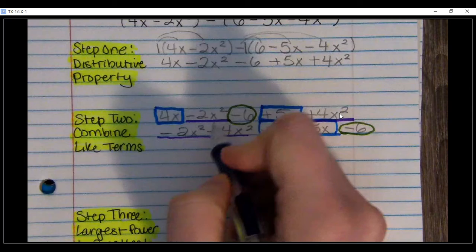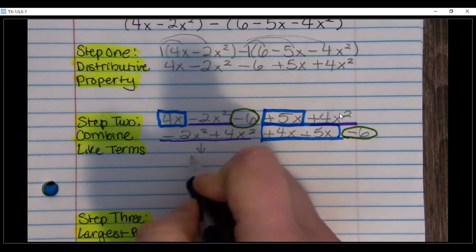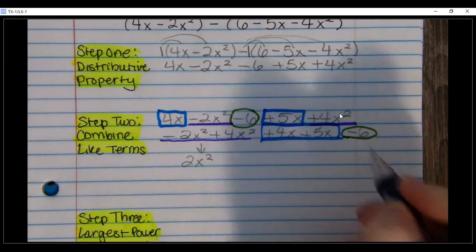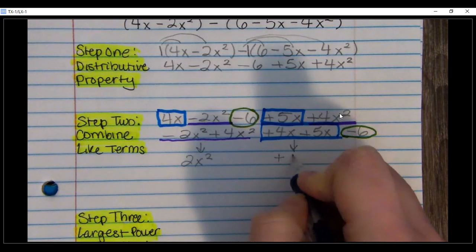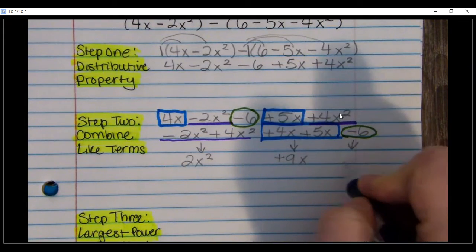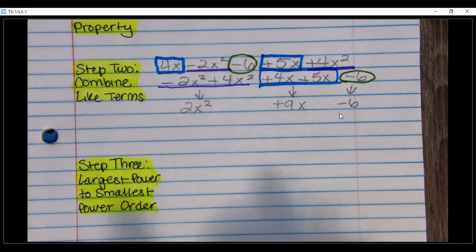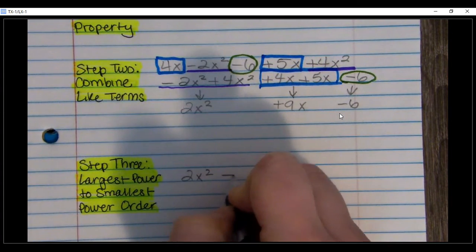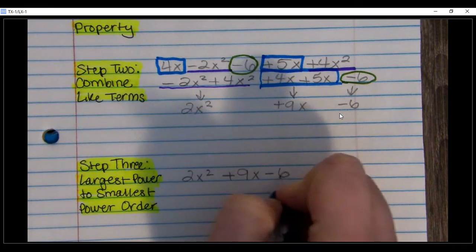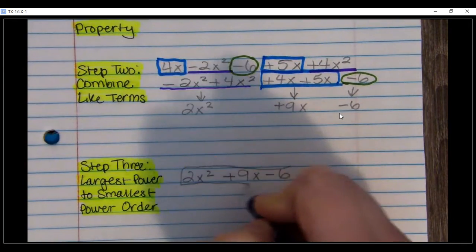Completing the work, going down. Negative 2x squared plus 4x squared will give us 2x squared. 4x plus 5x is going to be a positive 9x. That negative 6 comes along for the ride. And finally, write your answer, largest power to smallest power. And there you go. There's your answer.